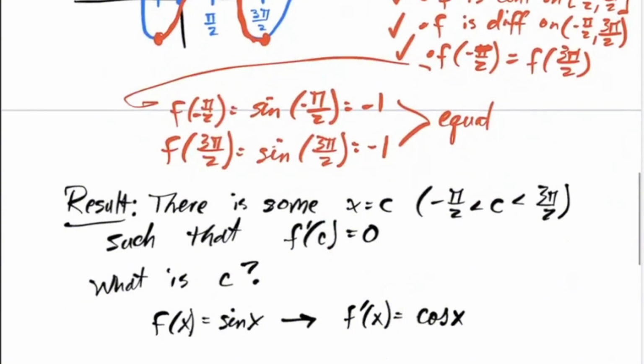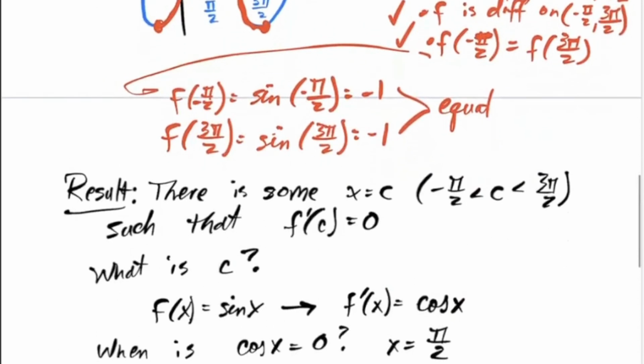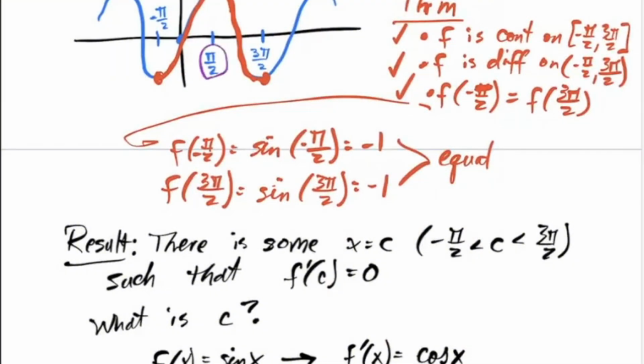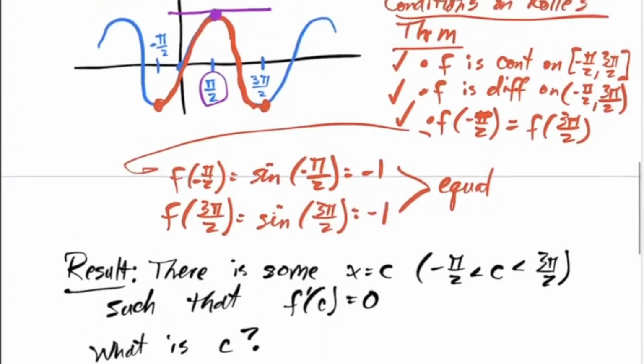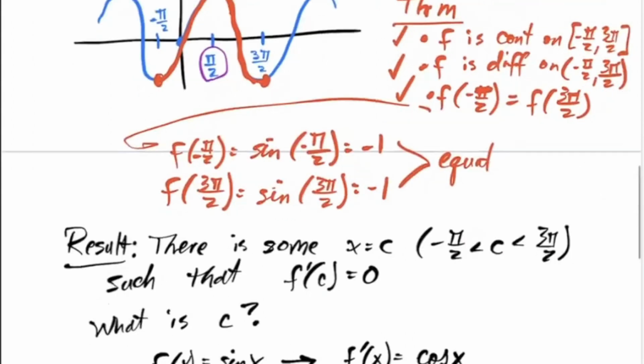And when does cosine of x equal 0? Well, that works for an infinite number of values, but one of those is pi over 2. And pi over 2 is between negative pi over 2 and 3 pi over 2. And on our graph, remember, here's our pi over 2. If I go up here and look at that, there is the tangent line. Okay, so the derivative at pi over 2 equals 0, right?